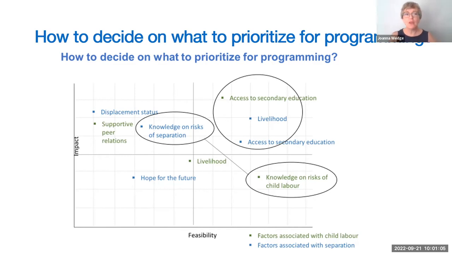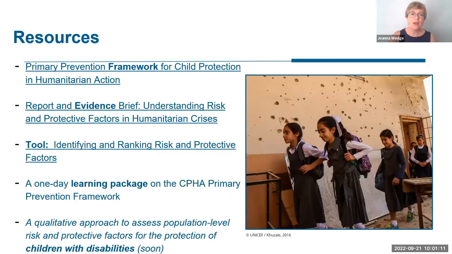Lots of these tools, as we have been showing in the chat box, are available, different kinds of resources, and we did just want to summarize some of them. These are existing resources: that primary prevention framework that we mentioned and shared a link to, the report and evidence brief, a tool for identifying and ranking risk and protective factors, et cetera. These are available on the Global Alliance's website, alliancecpha.org, if you go to the Prevention Initiative.